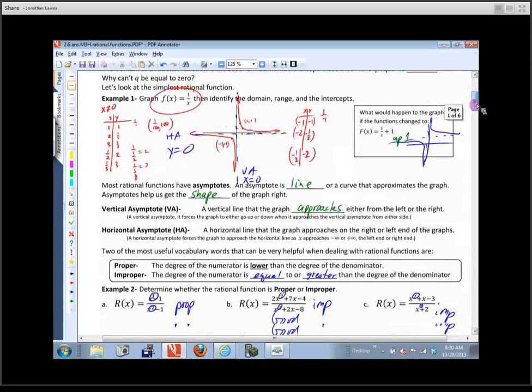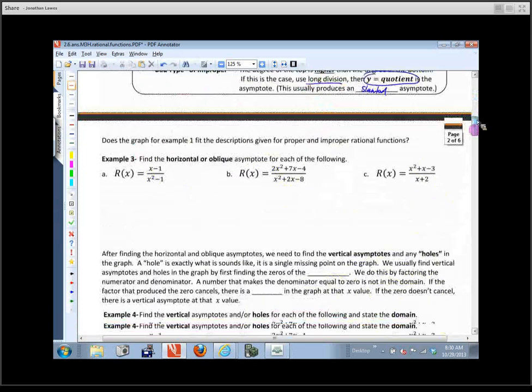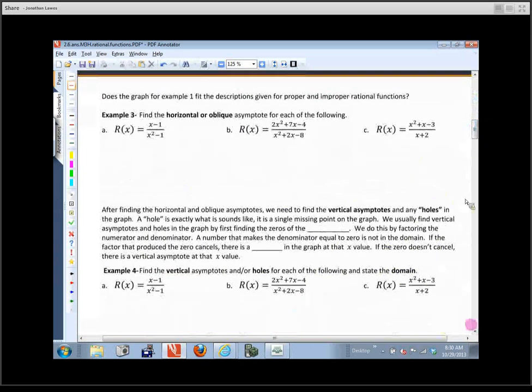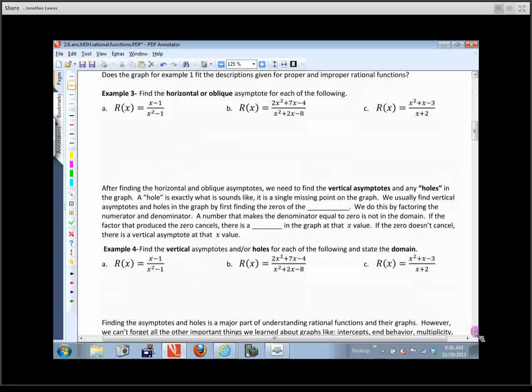Any questions? Okay, so you have some problems that are literally this easy, or portions of your problem are literally this easy. It just says find the horizontal or the oblique asymptote. It comes down to this. Is it proper or is it improper?